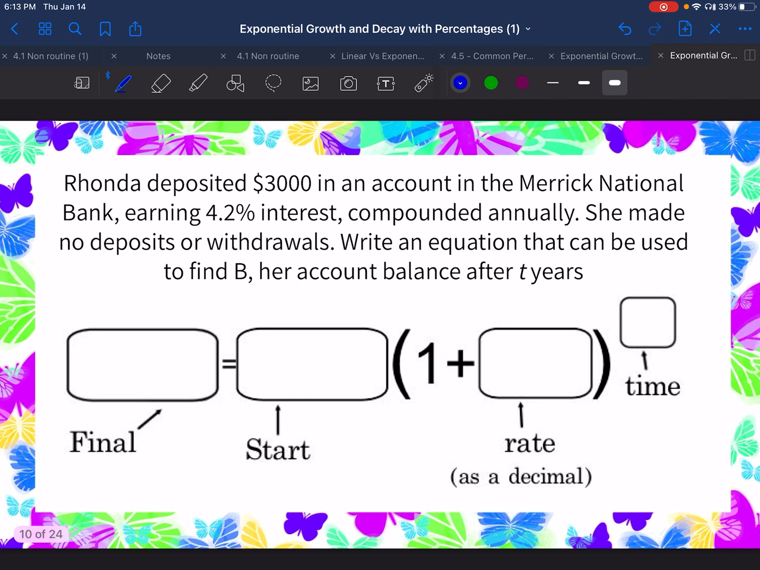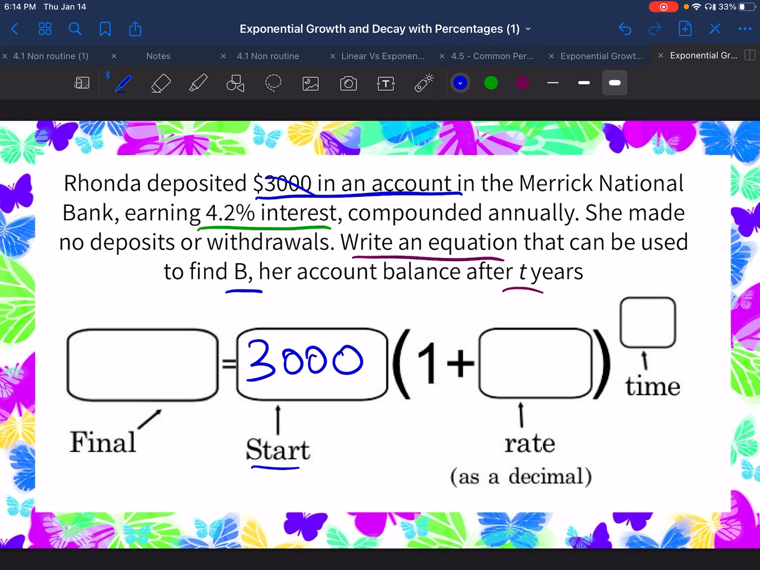Let's do an example. Rhonda deposited $3,000 into an account. The interest was 4.2%. Write an equation that can be used to find B, her balance after T years. I only read what I really needed. How much did I start with? 3,000.